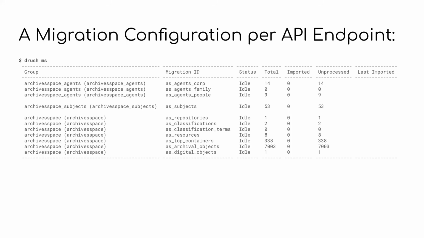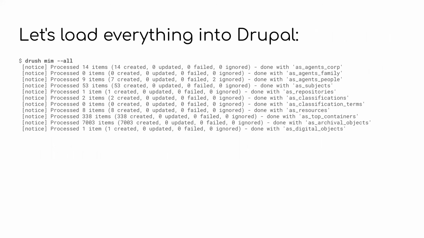And we can use a simple command like the migrate status command to have a look at what all of the records in the API are for these different things, like a corporate body. There's 14 of them in my instance. There's 9 people in my ArchivesSpace. There is 8 resources, and there's 7,003 archival objects sitting in my ArchivesSpace waiting to come over. They're unprocessed. And then I just tell it to run, and it goes and does it. Nothing else. It just runs and it brings them all over.